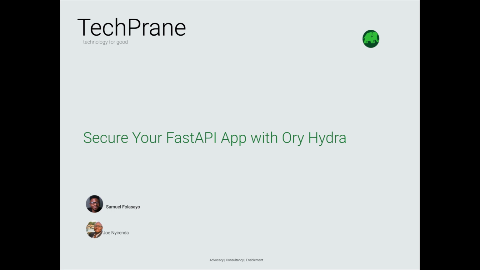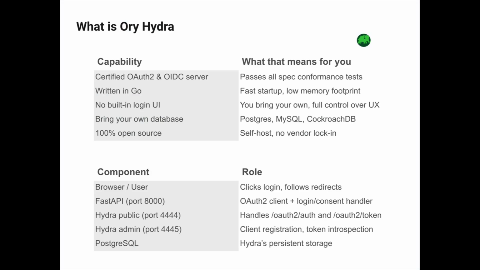Today we are going to build something real and complete. A FastAPI application that uses Ory Hydra for OAuth 2 authentication. And I mean complete. A real login form where you type your credentials, a profile page that shows your token claims, and a logout button. The full thing. Before we touch any code, I want to make sure we are aligned on what Ory Hydra is and what it is not. This will save you a lot of confusion later.